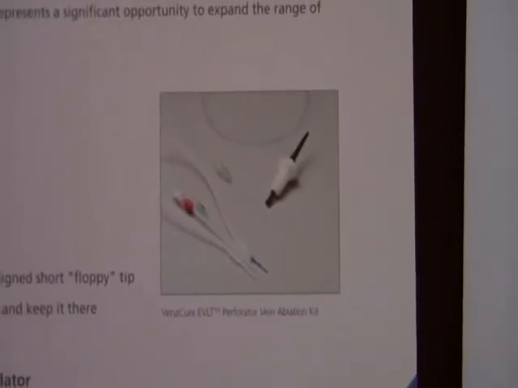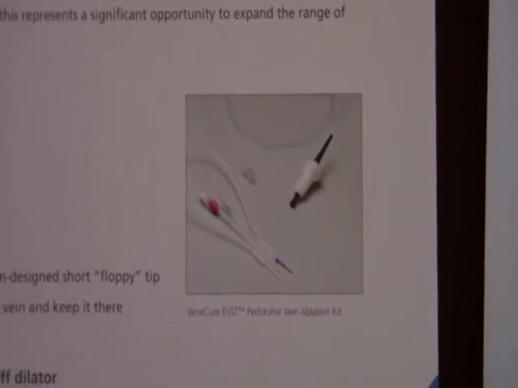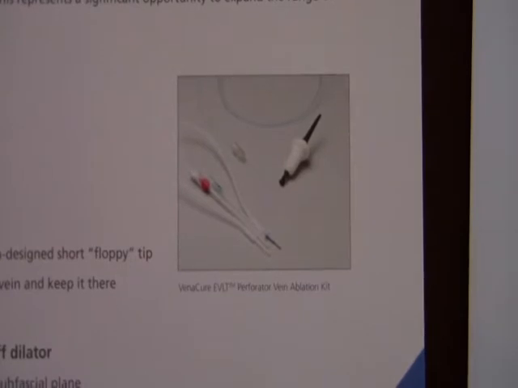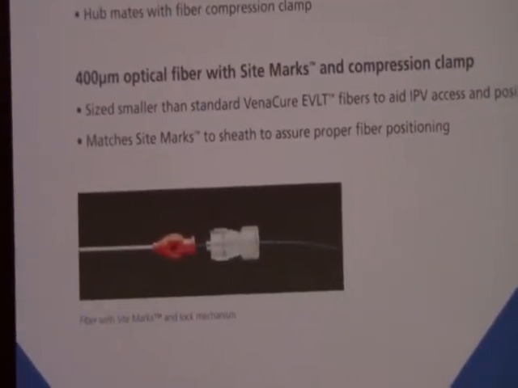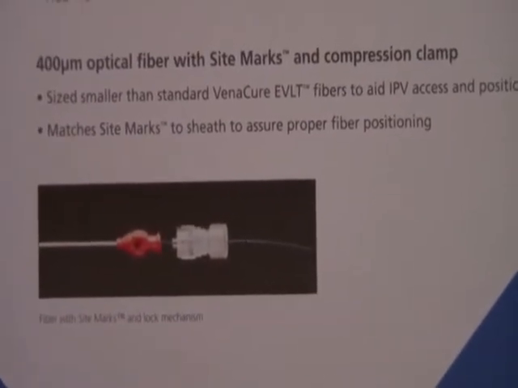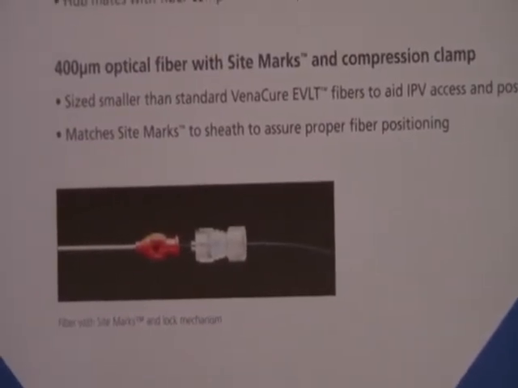Next is the introducer kit. It has a needle and wire, which are used to cannulate the greater saphenous vein under ultrasound guidance. A sheath is then placed over the wire into the vein. All this is done with a tiny incision in the lower inner thigh.